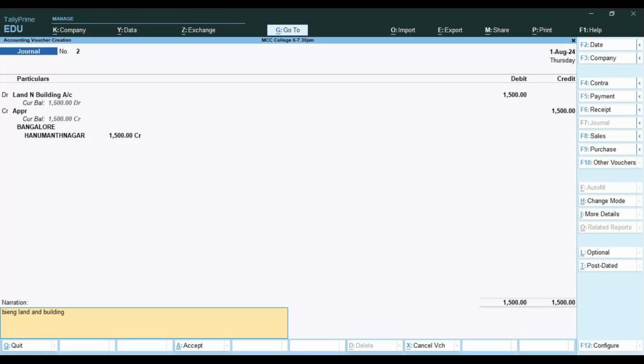Ma'am, the appreciation would come under which head, ma'am? You tell me. It's there in the examples I gave you. Search. Will it come under indirect income? Okay, ma'am. Thank you.